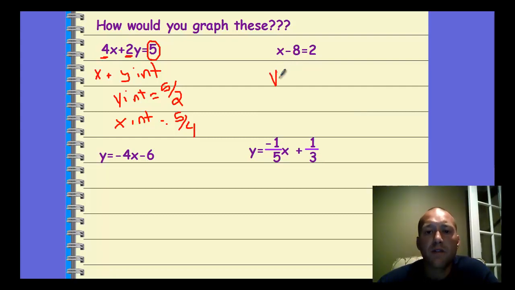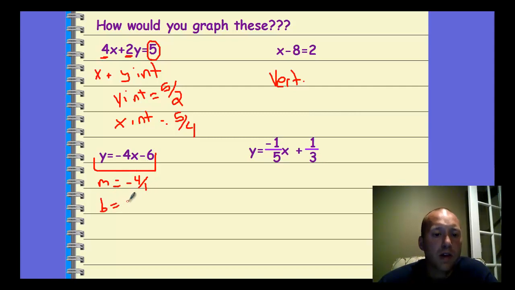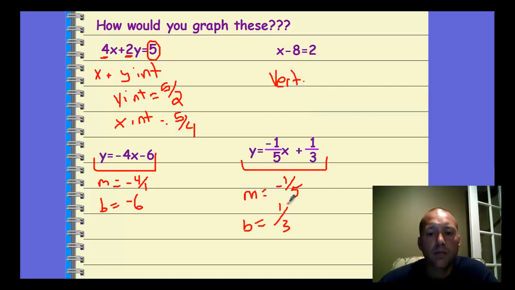For this one, it's going to be a vertical line. It's a special case. Solve for x, draw the vertical line. Here, this one is slope-intercept form, so I'm going to use m is -4, and b value is -6. Make sure we use our signs. And this as well is slope-intercept form. So we have an m value of -1/5 and a b value of 1/3.